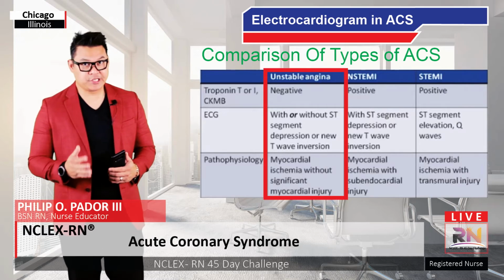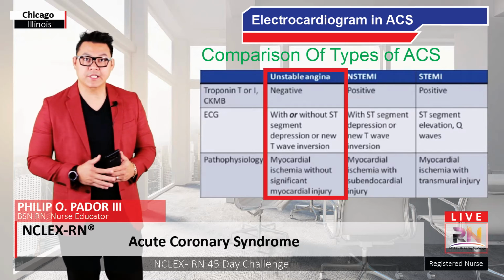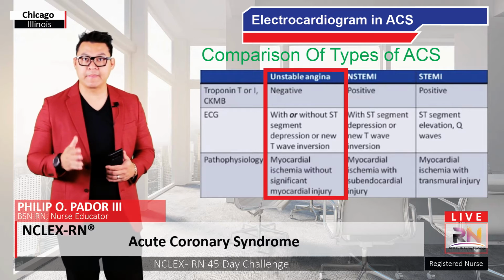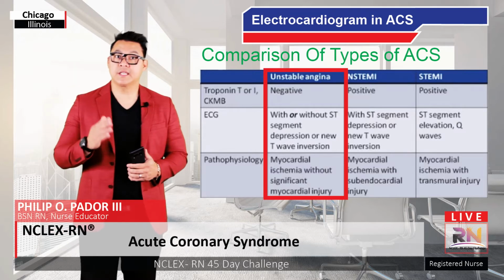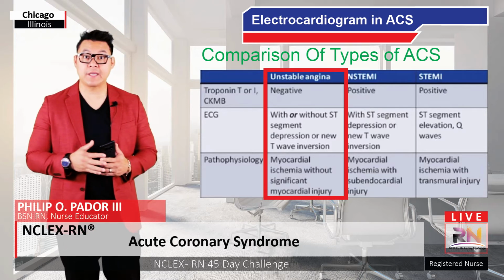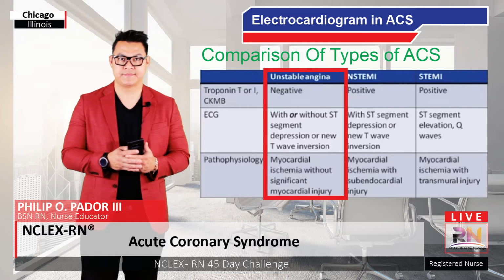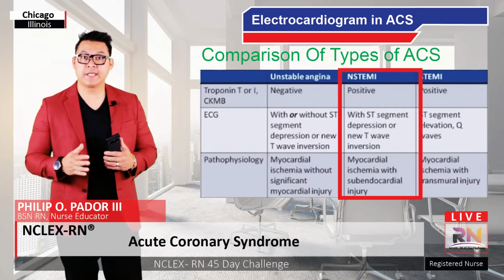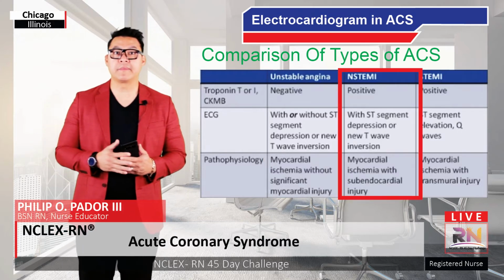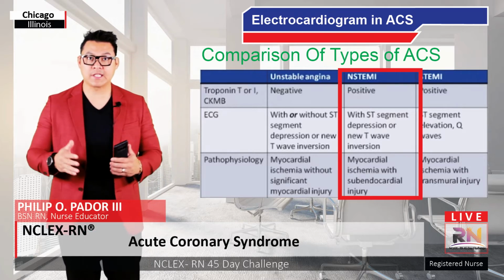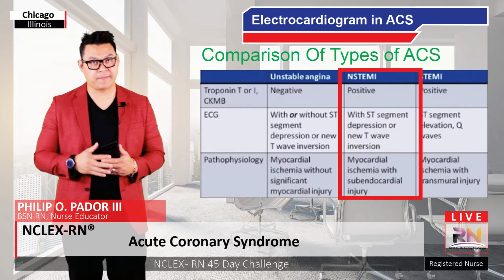In unstable angina, cardiac biomarkers are negative and there may or may not be ST segment changes. This condition is due to myocardial ischemia without significant myocardial injury. In NSTEMI and STEMI, cardiac biomarkers are positive. The difference between these two entities relates to the degree of myocardial ischemia.